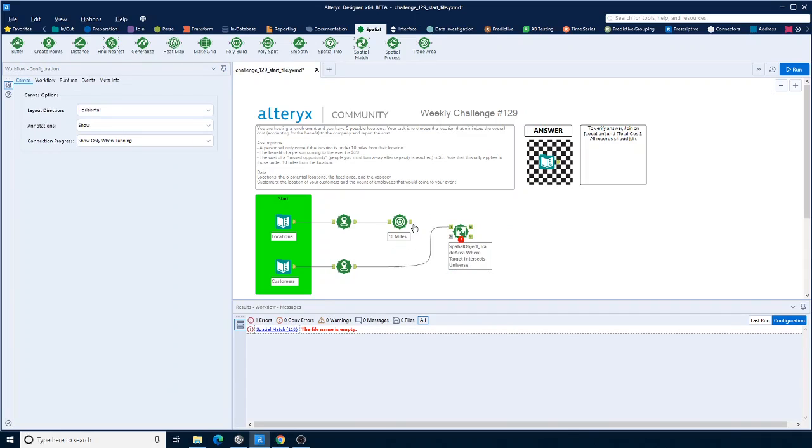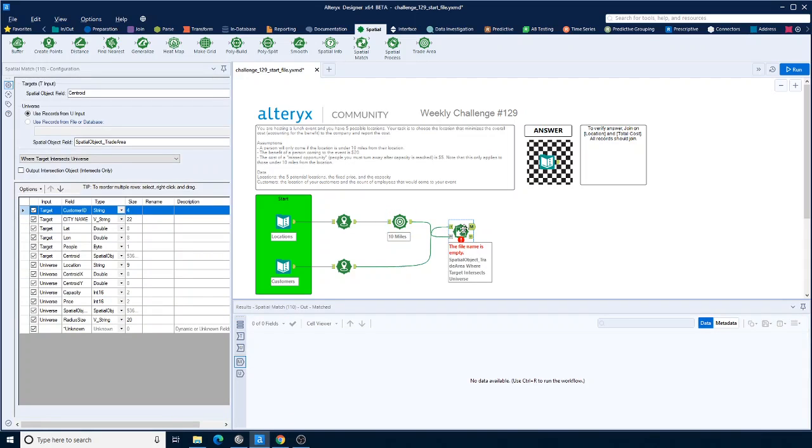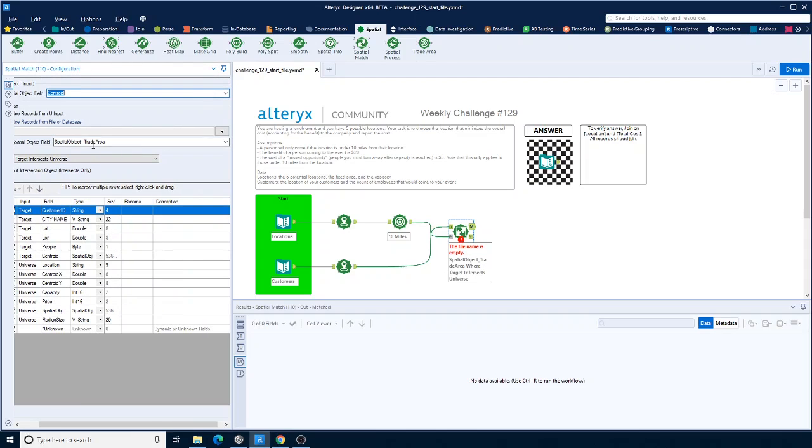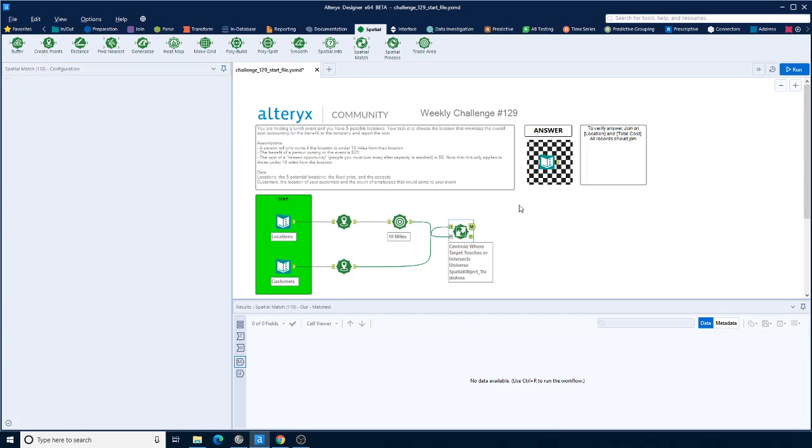So this is the target, and this is the universe. So the location or the target area will be the universe, and where do the customers fit within that. So we want the target is a centroid, and the trade area. Okay, now we probably want to do where target is within the universe, or touches or intersects. We can go for that one. Let's see what we get.